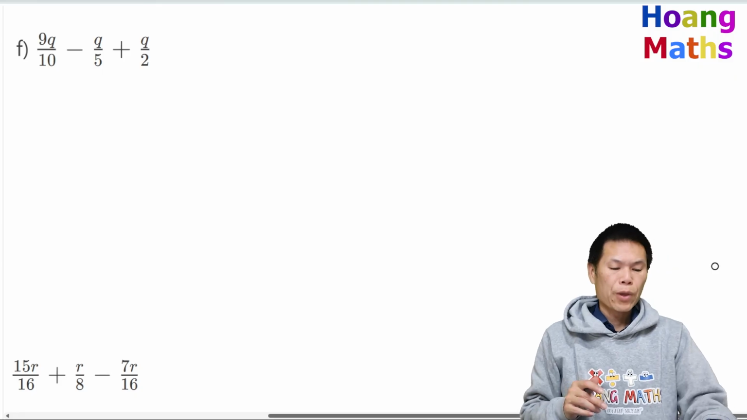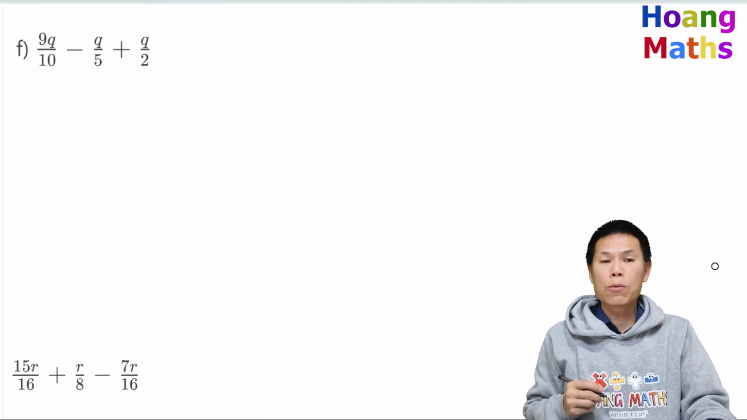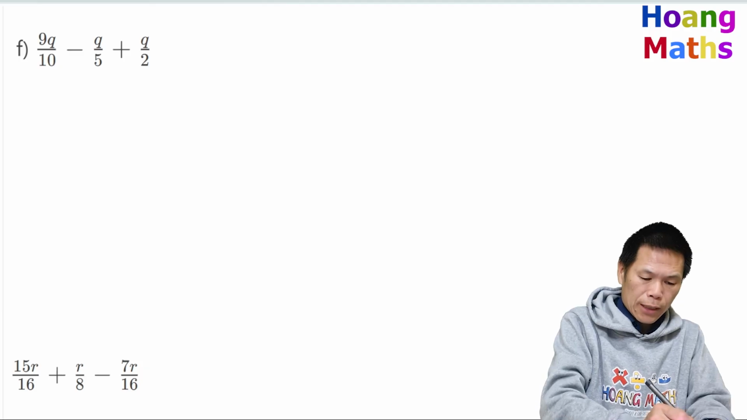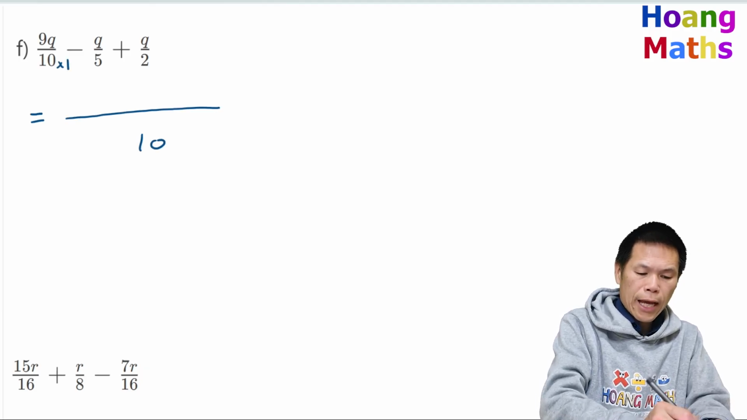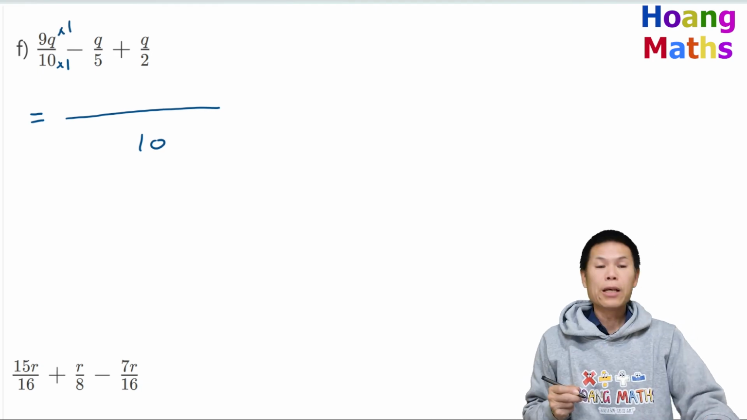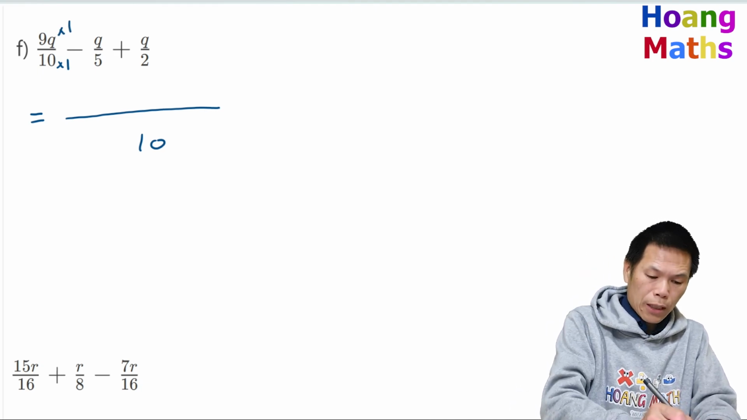Now part F. So we have 10, 5, and 2. Therefore the lowest common denominator is 10. So that is equal to 10. From 10 to 10, I times 1. So this times by 1. So 9q times 1 gives me 9q.